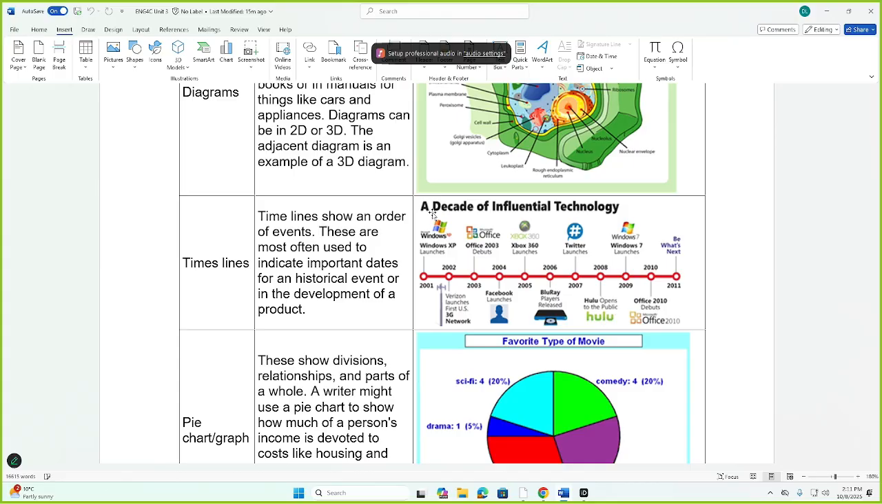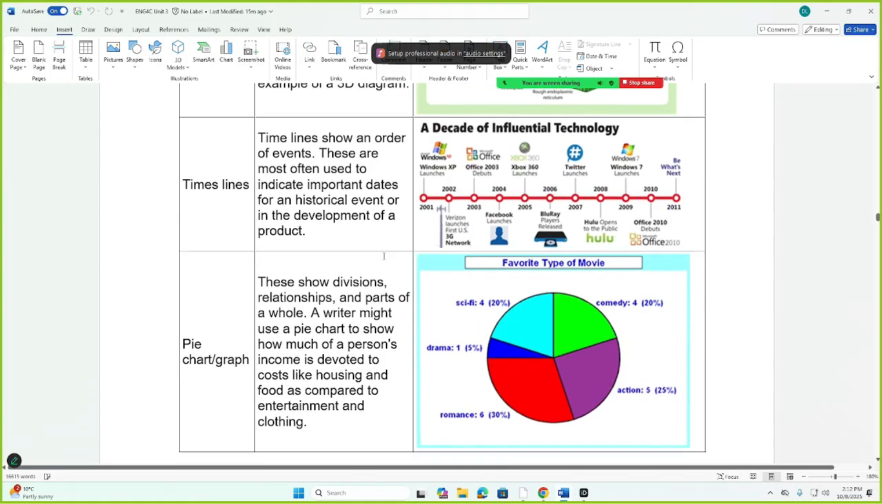Now, there's a number of Windows items here, but there's also Facebook launching in 2004. Blu-ray players were released in 2006. Twitter, 2007. So the different points here on this timeline are influential technology that has affected us in these 10 years between 2001 and 2011.